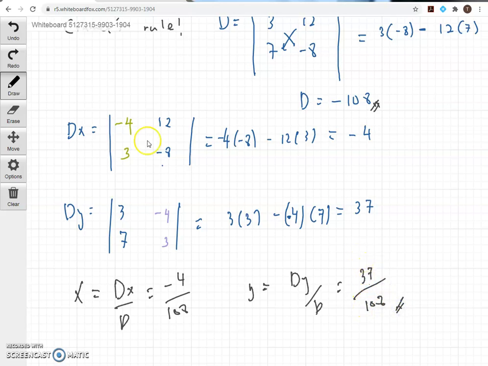I think you cannot simplify the y part, but if you can simplify, 4 divided by 108, I suppose you are going to get 1 over 27. So this is your final answer. If you can simplify it, you simplify. Then you get these two answers as your solution.